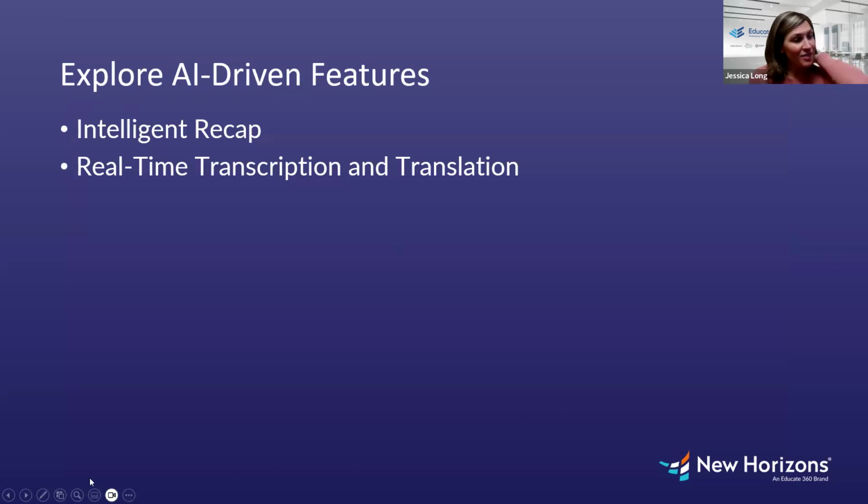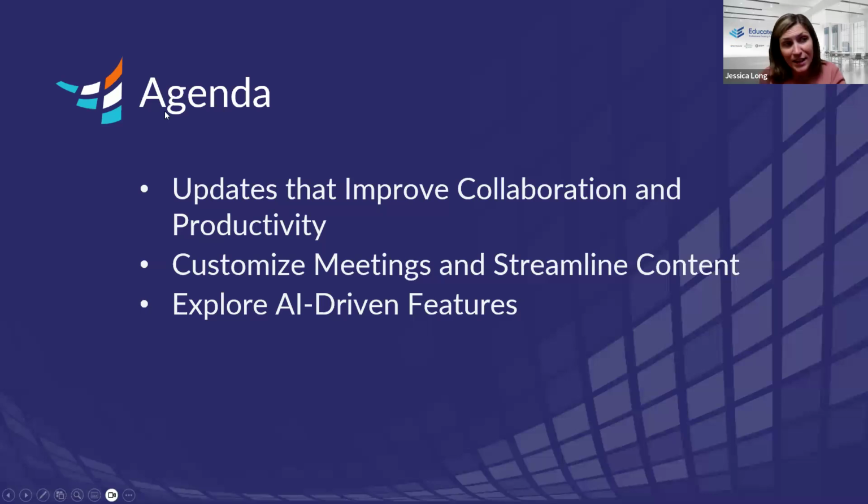So with that, we have talked about those three different areas: improvements, collaboration, and productivity, customizing your meeting with those meeting options and streamlining those contents, and AI-driven features inside of there. So I will say that with all that covered there, I'll open up for any other questions that might be in there.